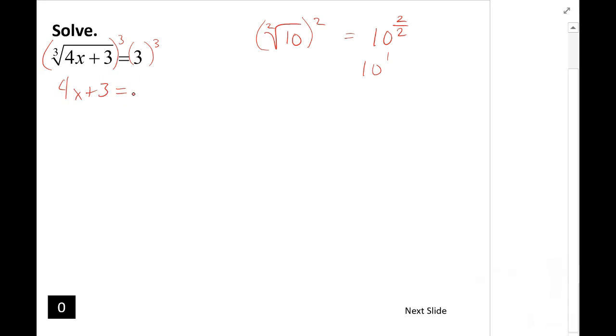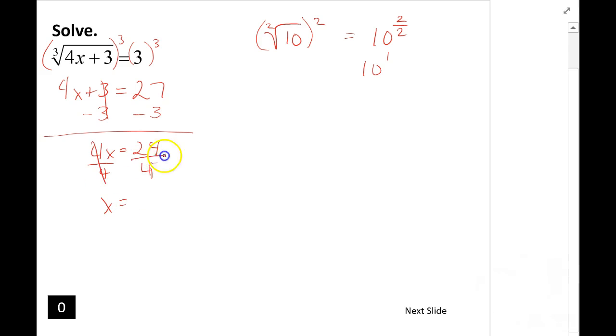Now, a common mistake I saw on the test: you raise one side to the power of 3, but you forgot about the other side. Remember, with any equation, you change one side, you have to change the other the same way. So now we have to cube this 3, which is equal to 27. So don't forget to change both sides of the equation. That was one of the most common mistakes I saw on the test. Okay, so now let's subtract 3 from both sides.